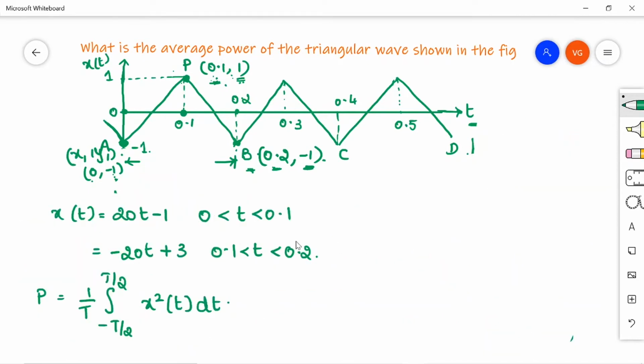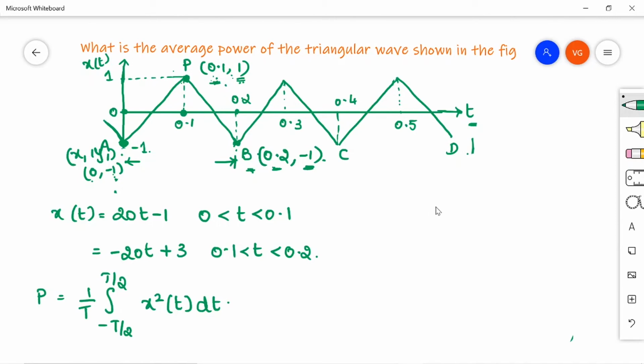So I have defined the given triangular signal here as 20t minus 1 for the interval 0 to 0.1 and minus 20t plus 3 for the interval 0.1 to 0.2. I have clearly explained how to write down the equation of the given signal. Here it's an upgoing ramp. So for that, first I have found the slope and then I have substituted the slope in the equation y is equal to mx plus c. To find out the constant, either of the points you can substitute and find out the constant. So like the way I found the equation for the line PB also.